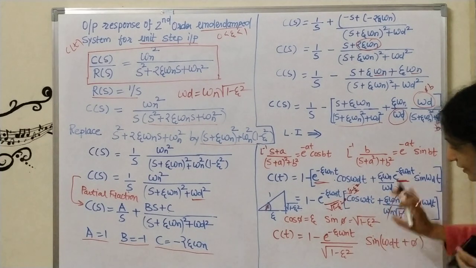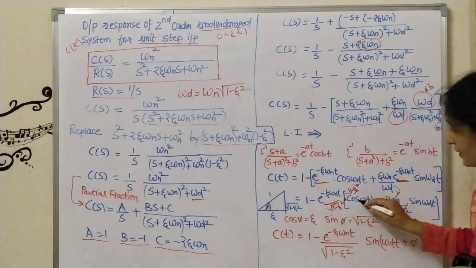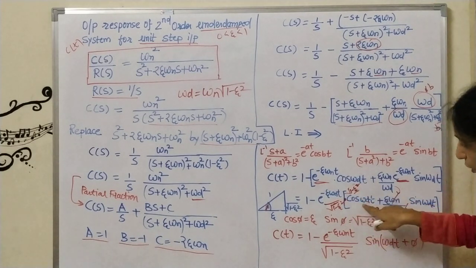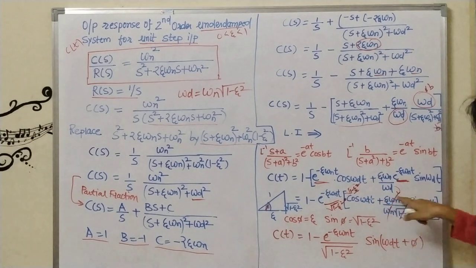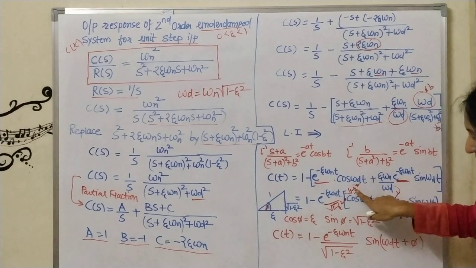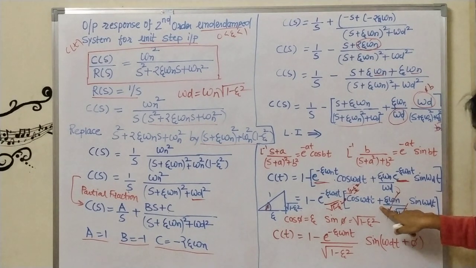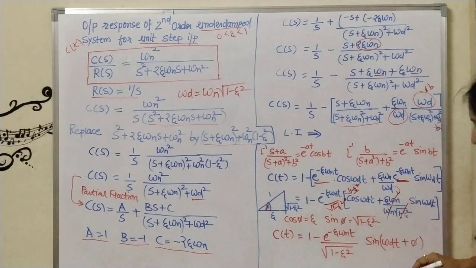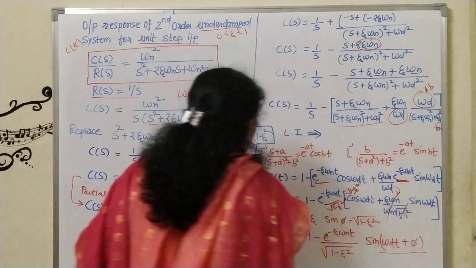So when you take sine a plus b, this will be in the form of sine phi cos omega dt plus cos phi sine omega dt. Again I am repeating, this will be in the form of sine phi into cos omega dt plus cos phi into sine omega dt. So this is in the form of sine a plus b, and I have written sine a plus b here. So this is the final expression for c of t.